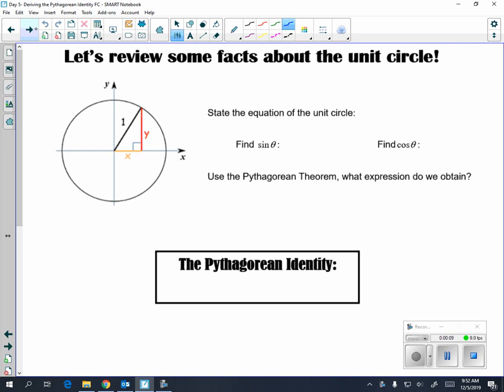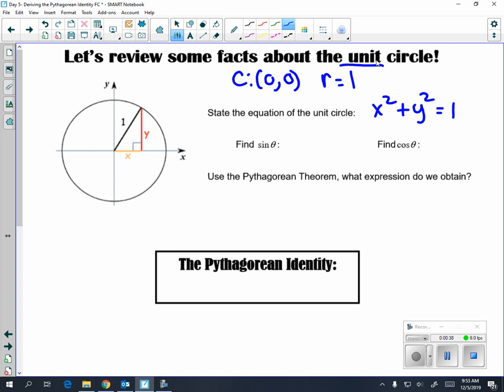We know that on the unit circle, we have a center of (0, 0), the origin, and we also know that it has a radius of 1. So if we want the equation of the unit circle, we're going to get x squared plus y squared equals 1. Really 1 squared, because it's equal to your radius squared, but 1 squared is just 1.